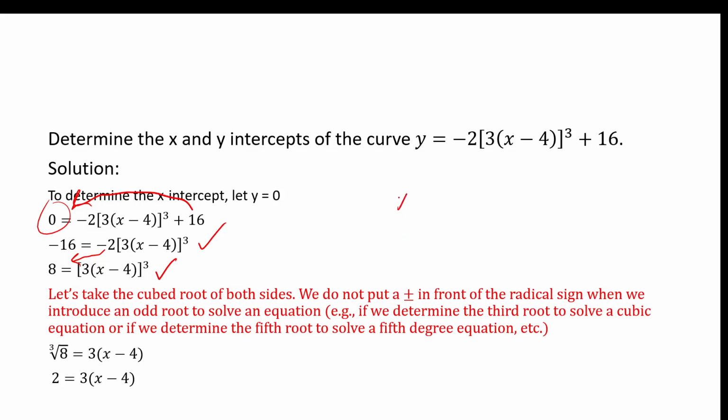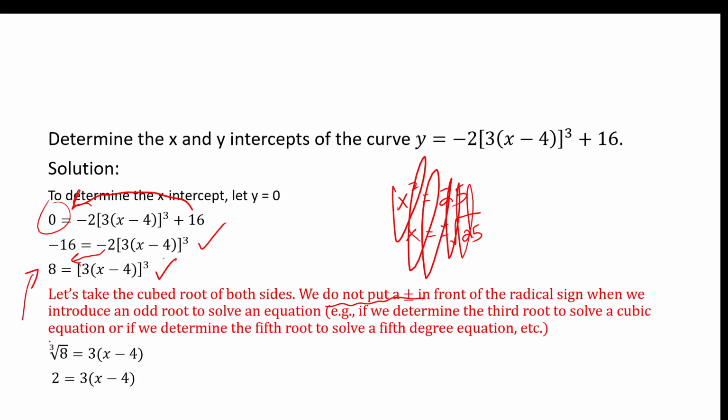You might be used to situations where if you're told x squared is equal to a number, you always put a plus or minus in front of the square root. We do not put a plus or minus in front of a radical sign when you're introducing an odd root to solve an equation. In this particular case, back on the left-hand side, I'm going to take the third root of 8, and I'm going to say that that equals 3 times x minus 4. We do not put a plus or minus there. There aren't two different possible answers. There's only one. We say the cubed root of 8 is equal to 3 times x minus 4 without the plus or minus in front. The cubed root of 8 is equal to 2. 2 is equal to 3 times x minus 4.